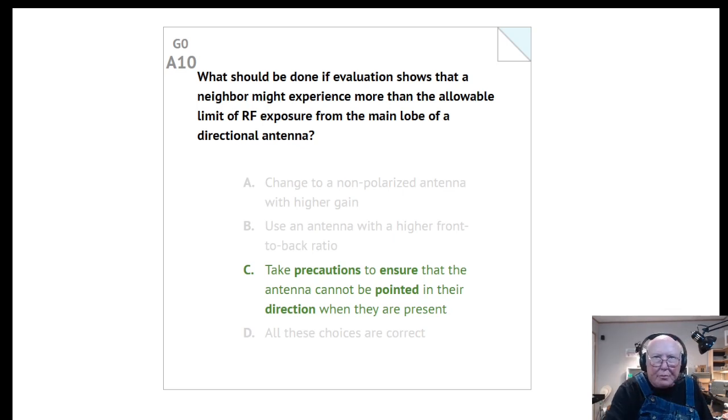It'd be easier just to change the direction of the antenna, but it's going to prevent you. If somebody were to come along and want to transmit from your station that didn't know that, then you want to take precautions to keep that from happening.